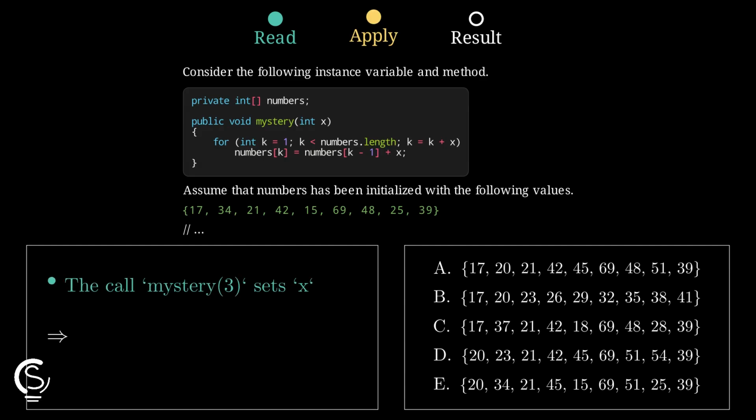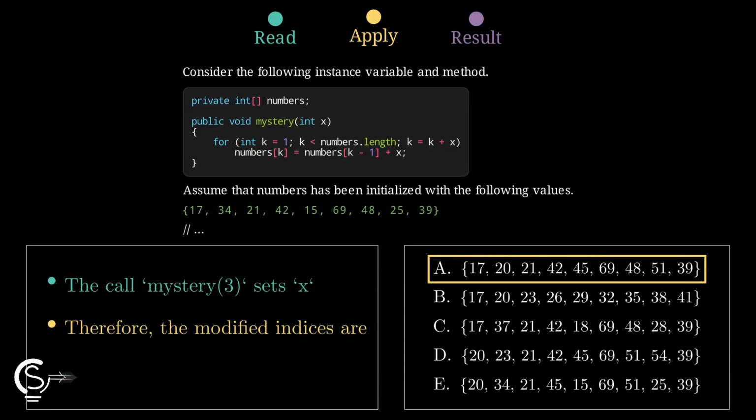At index 1, we take the previous value 17 and add 3 to get 20. The other elements stay exactly the same. Next, at index 4, we add 3 to 42 to get 45. Finally, at index 7, 48 plus 3 gives us 51. We are done.